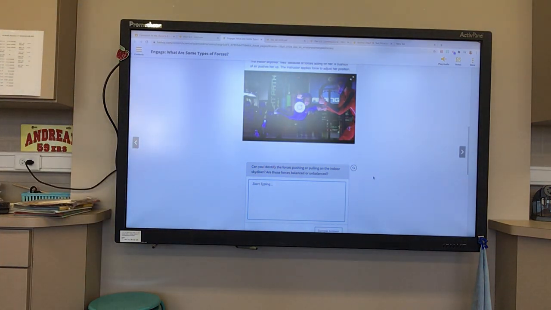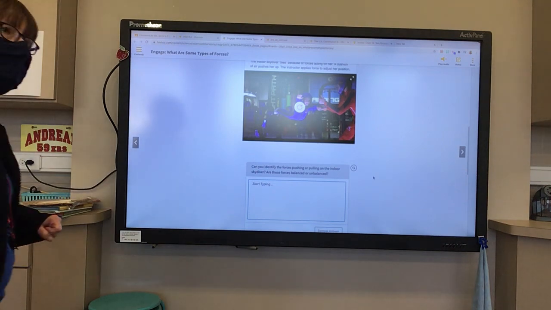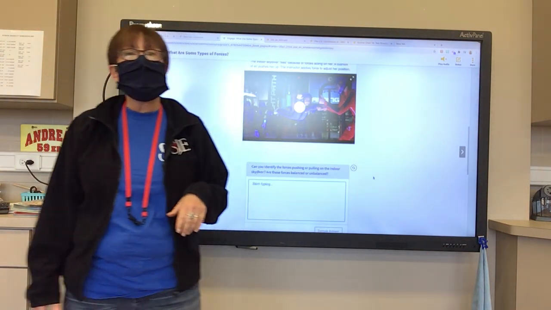Okay. Did everyone write down what they think the forces are, or what they think is happening in there? Logan, did you want to share?